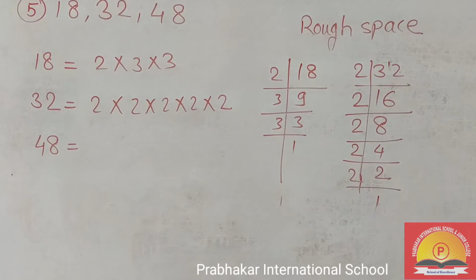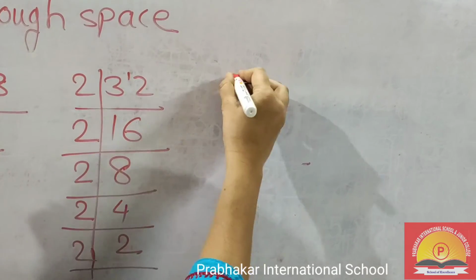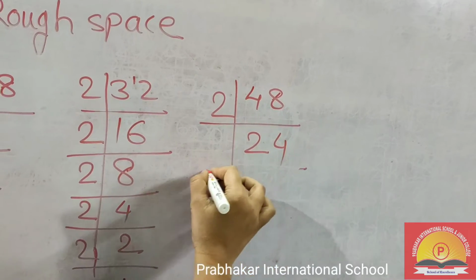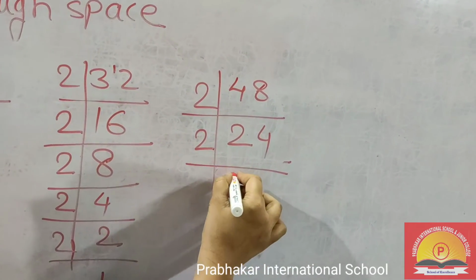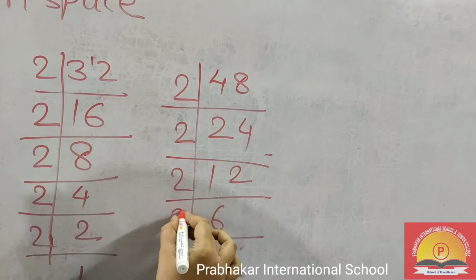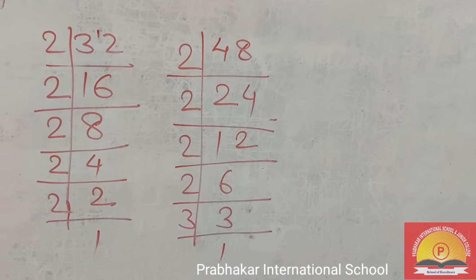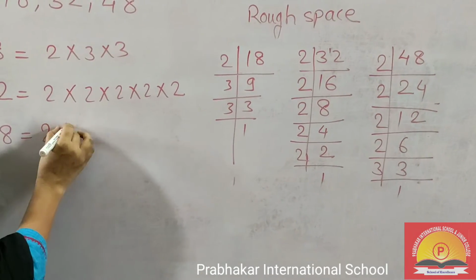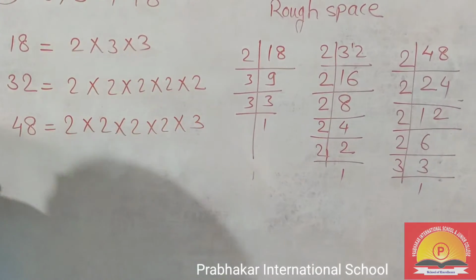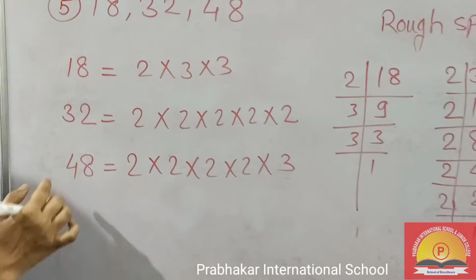Okay. Now find out the prime factors of 48. This is an even number. Divide by 2. 2 2s are 4. 2 4s are 8. Again by 2. 2 1s are 2. 2 2s are 4. 2 6s are 12. 2 3s are 6. 3 1s are 3. So prime factors of 48 are 2 into 2 into 2 into 3. Okay. So these are the prime factors of 18, 32 and 48.